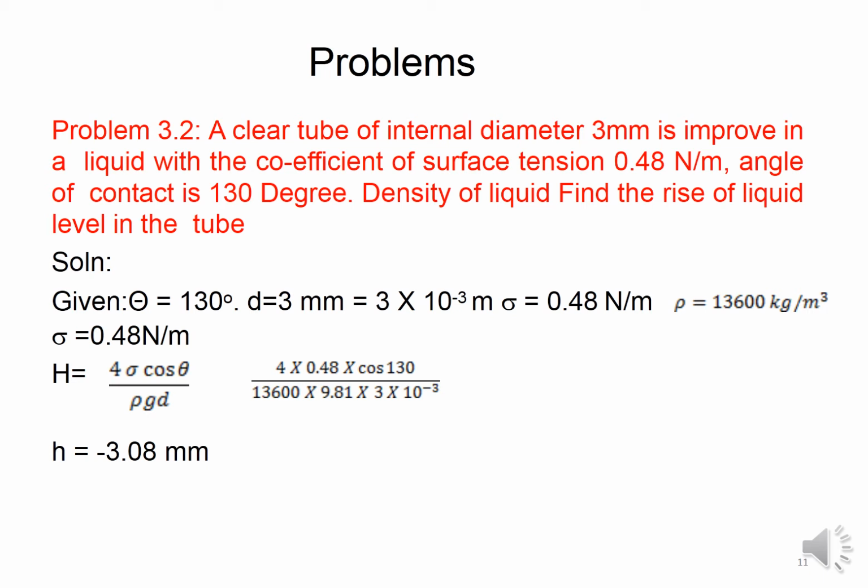h is equal to 4 sigma cos theta by rho g d. Same problem. So 4 into 0.48 is the sigma, cos theta is cos 30, rho is 13,600, 9.81 is acceleration due to gravity, 3 mm is the diameter of that tube, that is 3 into 10 raised to minus 3. So h is equal to minus 3.08, because this is capillary fall and it is assumed to be mercury here. Here it is not given as mercury, but you should understand it is mercury, because density of mercury is 13,600 kg per meter cube.